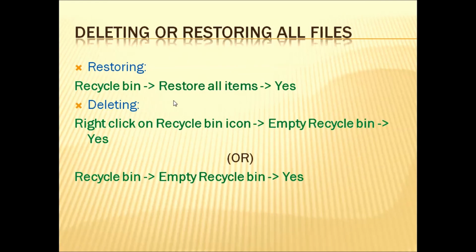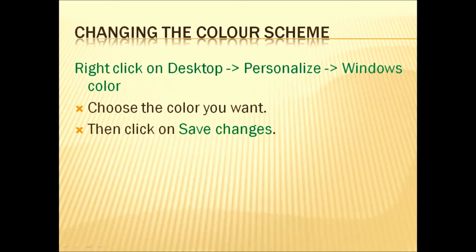In this way, we should delete and restore all the files from the recycle bin. Understood, children? These green color texts are the ways for deleting and restoring all the files from the recycle bin. Understood? Children, now we are going to see how to change the color scheme of the desktop.